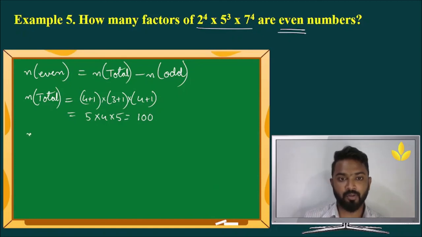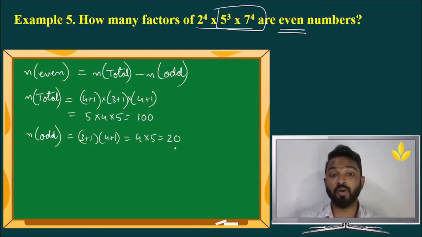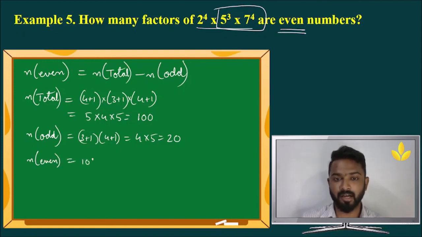And we already know the number of odd factors. We already found it in the previous question. That one was only 5 and 7. So we have 3 plus 1 and we have 4 plus 1. That is nothing but 4 into 5, that is equal to 20. So out of 100 factors, 20 of those factors were odd. So how many factors are even? The remaining 80 obviously. 100 minus 20, that is 80.